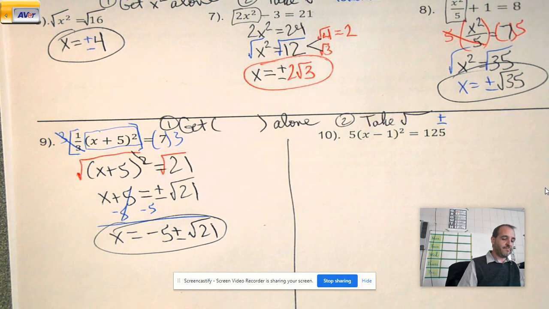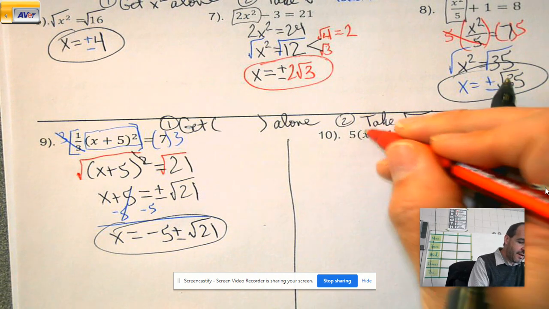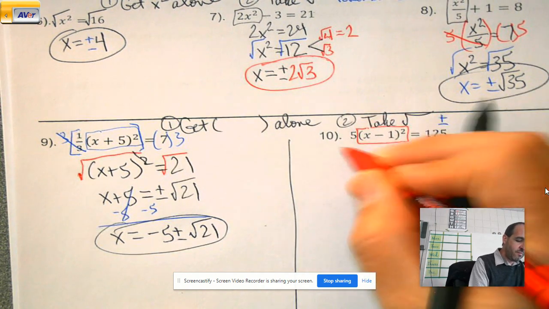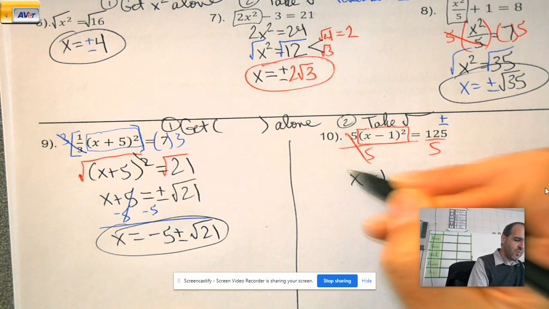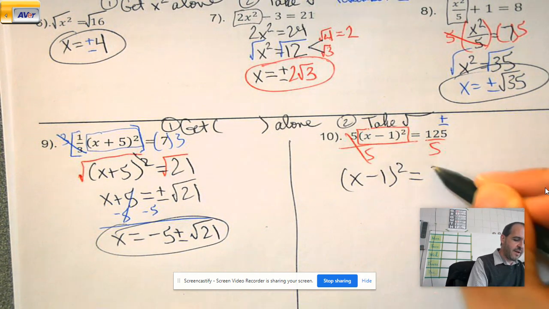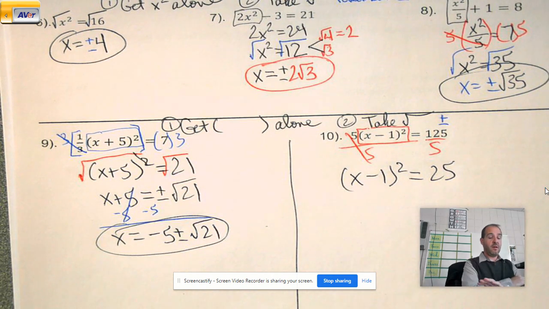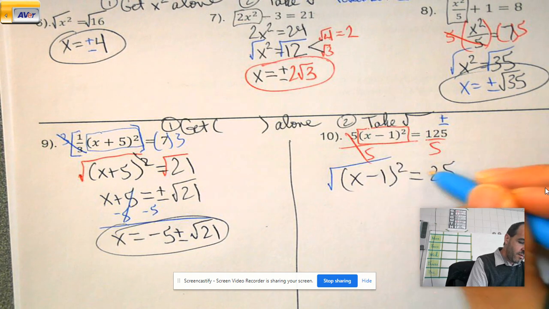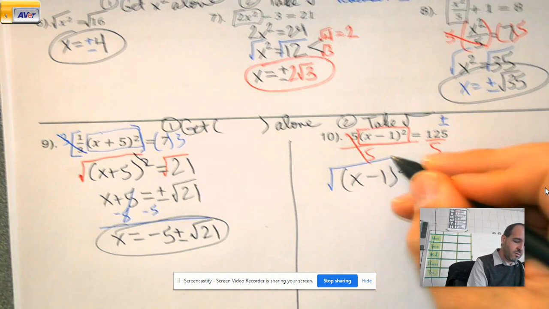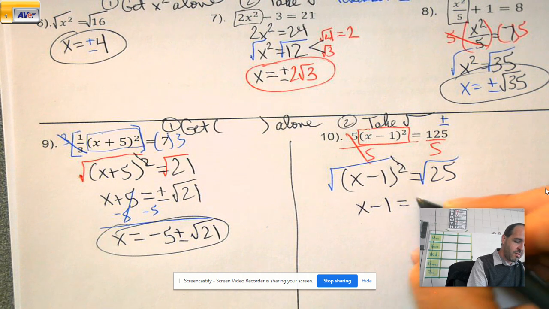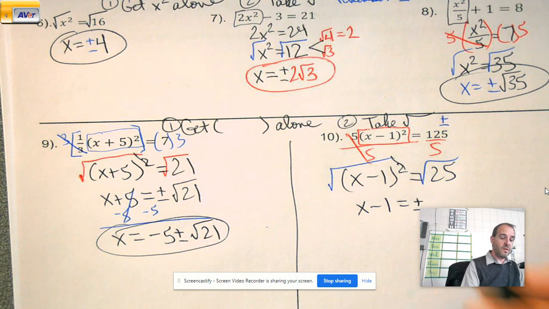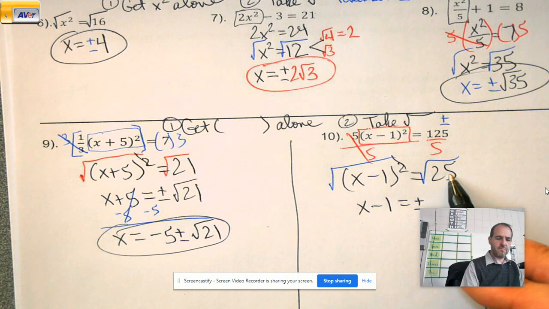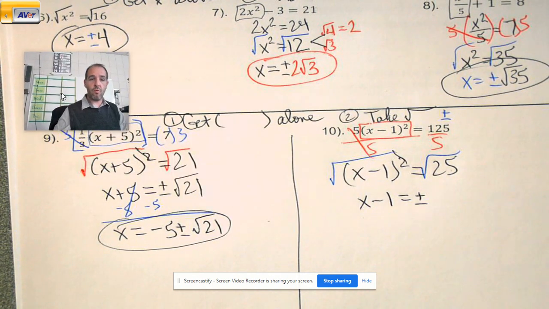So one more, same deal. Get parentheses alone. Divide by 5. I think you're going to like this one better. 125 divided by 5 is 25, okay? Parentheses are alone. Take your square root. Remember your plus minus. What's the square root of 25? 5. We're going to move me.